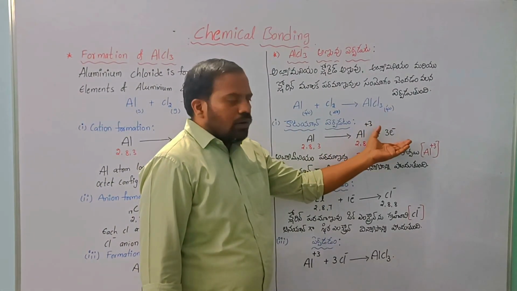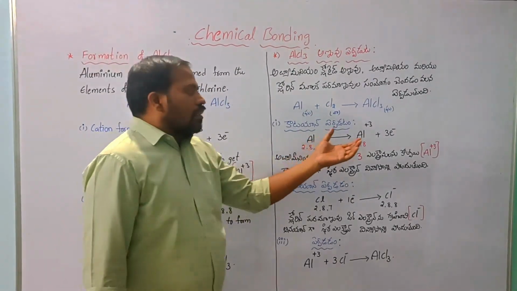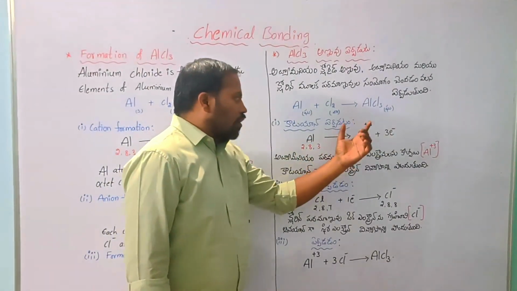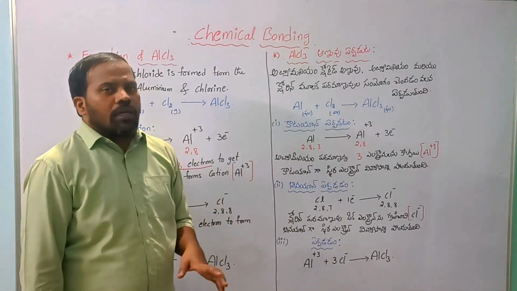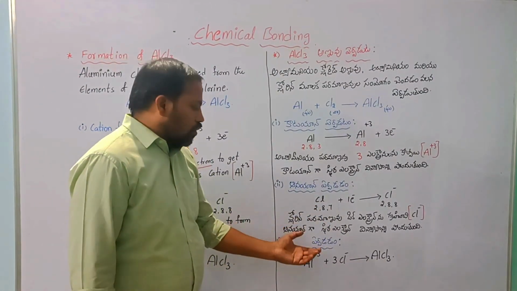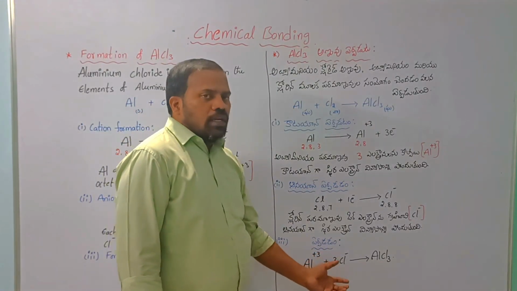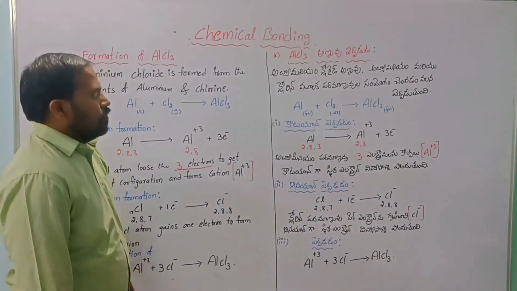3 electrons are lost by the aluminum atom. These 3 electrons are gained by the chlorine atoms, one electron each, so 3 chlorine atoms are involved. So Al+3 and 3 chlorine atoms form AlCl3.